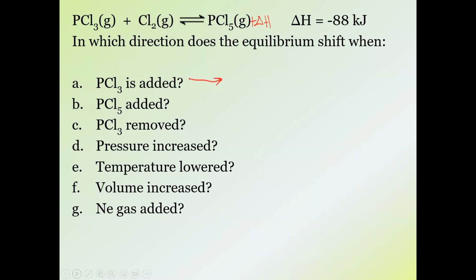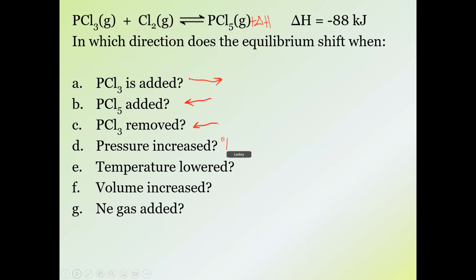For the PCl5, when it is added, we are adding a product. Adding, you shift to the opposite side, so we're going to shift towards the reactant side. Whenever we are removing PCl3, remember, when we take away something, equilibrium shifts to the same side to replace what we removed. So if we take away PCl3, which is a reactant, we shift towards the reactant side to replace what we removed.